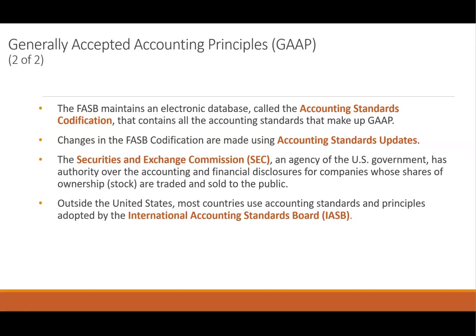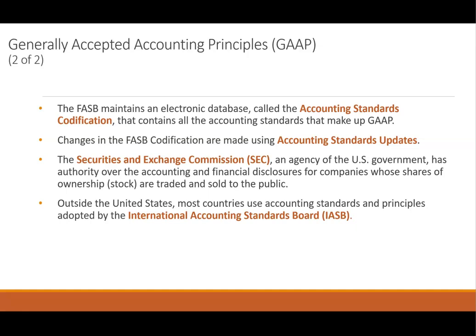Now, when we talk about generally accepted accounting principles that we call GAAP, know that there is, as you see here, the accounting standards codification that has all of the accounting standards in it, which make up our generally accepted accounting principles. The Securities and Exchange Commission really oversees those public companies. An agency of the U.S. government has authority over the accounting and financial disclosures for companies whose shares of ownership are traded and sold to the public. Now, if you think about it, they're held to a higher standard because the public at large can buy and sell those stock. Therefore, they need to be scrutinized at a higher level.